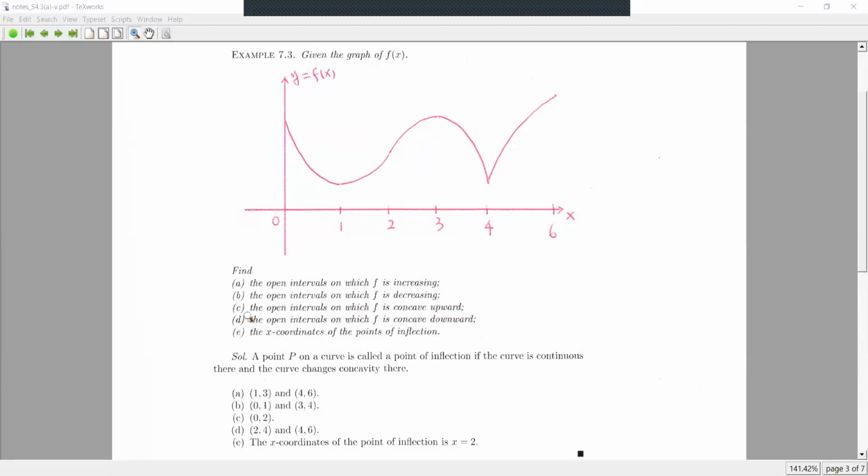So the answer to the third question, which open interval on which the function is concave up? The answer is 0 to 2, concave up.